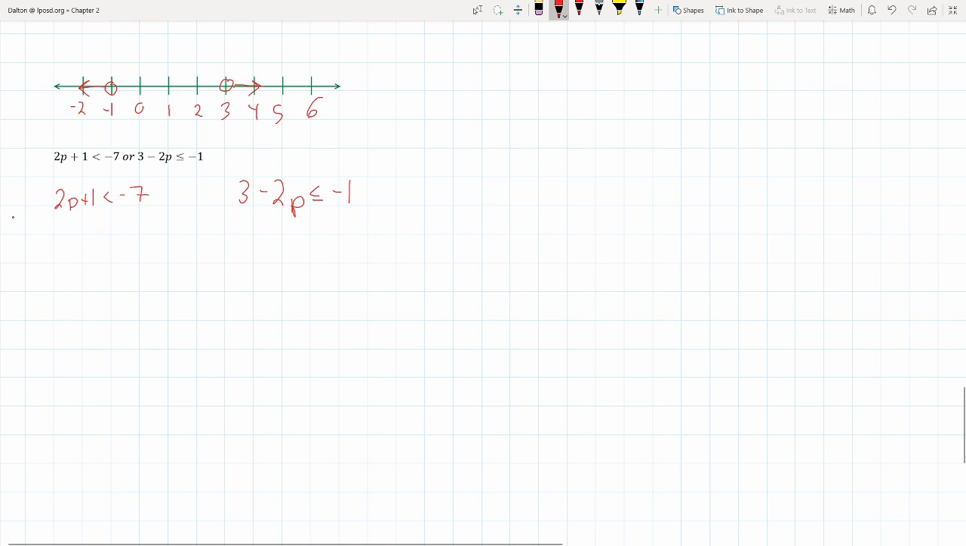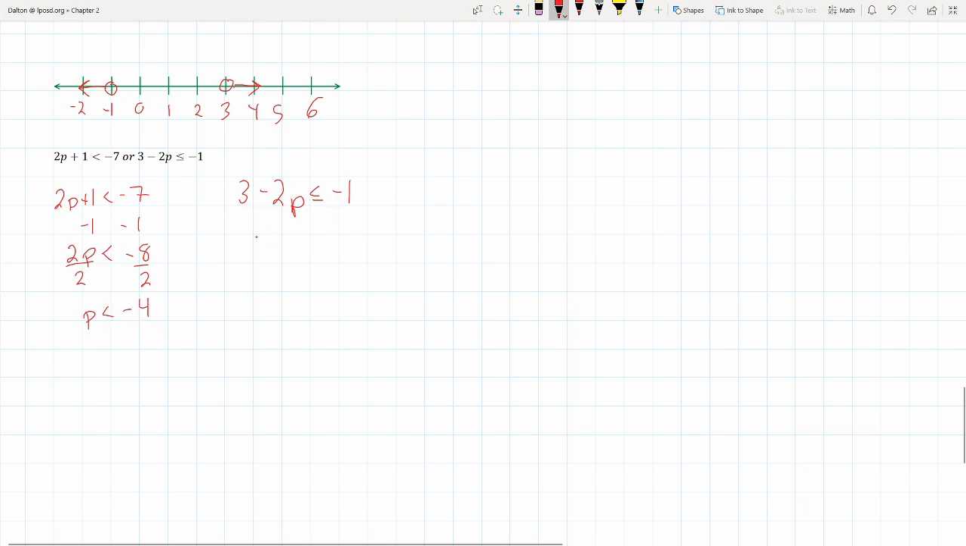Like I said, I'm going to treat these as two separate inequalities. So I'm going to start with this left one, just because I feel like it. I subtract 1 from both sides, and I get 2p is less than negative 8. And I divide both sides by 2. I get p is less than negative 4.